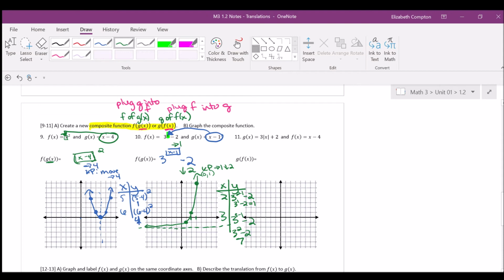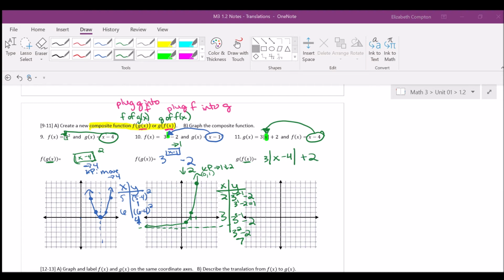All right, number 11. Notice 11 is a little different. I have G of F. F is on the inside of G. So here's G. Since F is on the inside, I'm going to plug F into where the X is on G. So I have 3, absolute value X minus 4 plus 2.